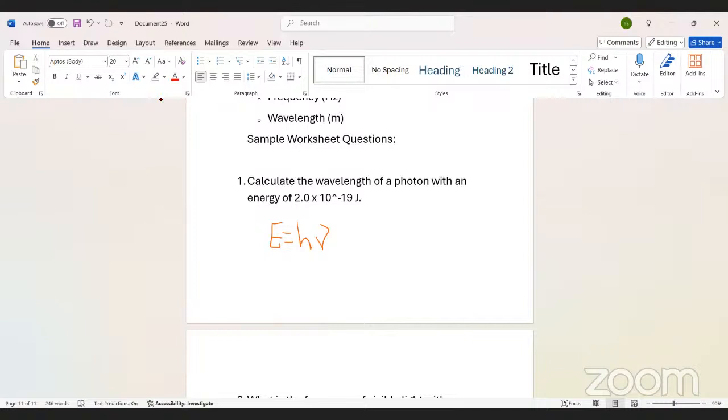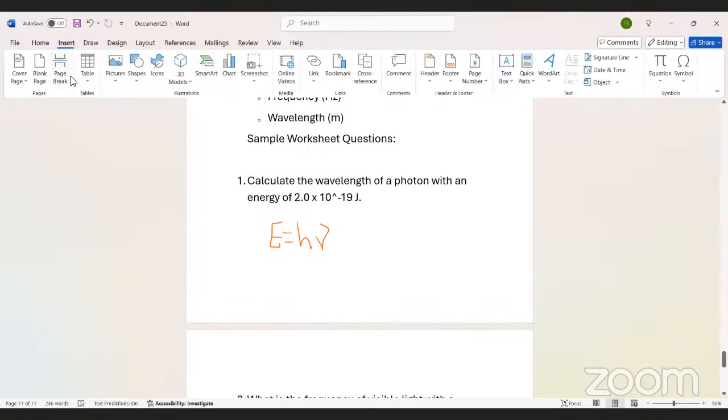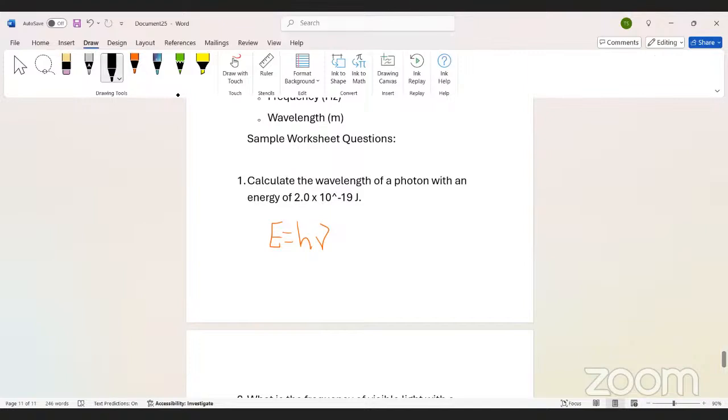So for this problem, they're asking you to find the wavelength. Well, guess what? This little funny shaped V right here is the symbol for the wavelength. And we're going to rewrite this formula out so we can find out. That's frequency. Hold on.